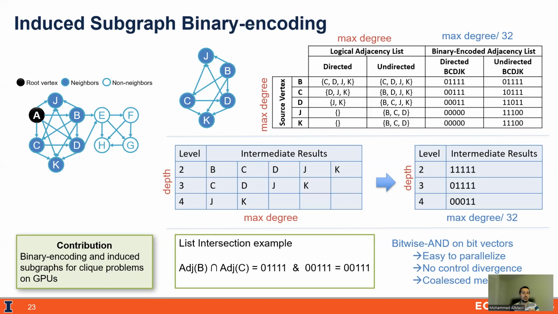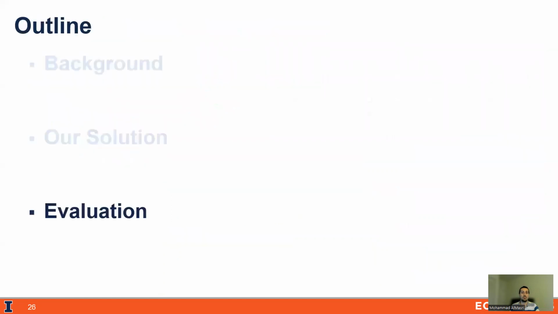These binary encoding and induced subgraphs are used in the CPU versions of this problem, but this is the first solution that ports these optimizations efficiently to a GPU and proves that they are really working and working efficiently.